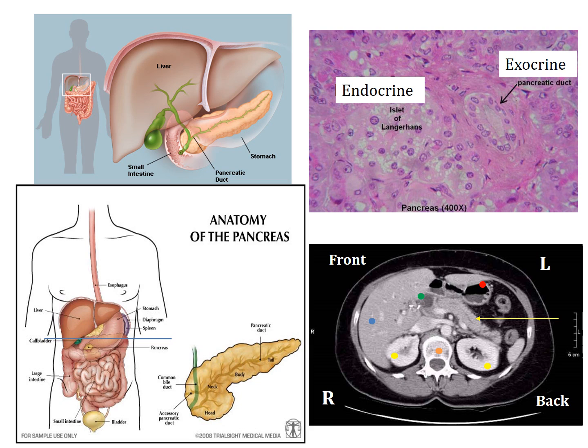How do you find the pancreas? The pancreas is in the abdominal cavity. It is above the umbilicus, located centrally. It is under the liver and behind the stomach. If you look at the CT scan on the lower right, the pancreas is at the yellow arrow. The stomach is the red dot. The gallbladder is the green dot. Liver is the blue dot, two kidneys are the yellow dots, and then the vertebral body is the orange dot.